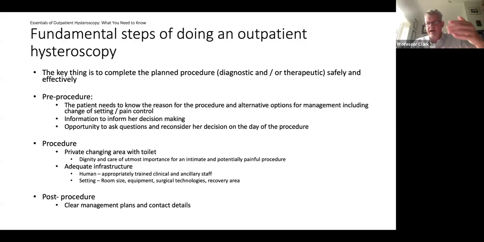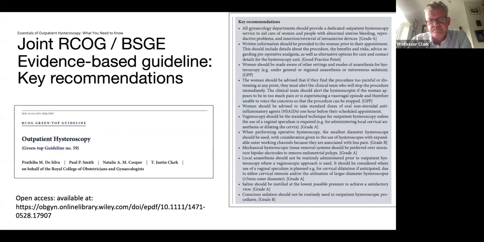And with all these steps, we sometimes think it's just the procedure, how good I am at the procedure, but that's not the case. It's the same with any form of surgical intervention. It's the team. You are a very important component of it, of course, and you're probably leading the team, but it's the team and the investment and the infrastructure and the equipment and everything that goes with that that will lead to better outcomes. So this is the evidence-based guidance that I would encourage you to have a look at if you're going to be conducting outpatient hysteroscopy.